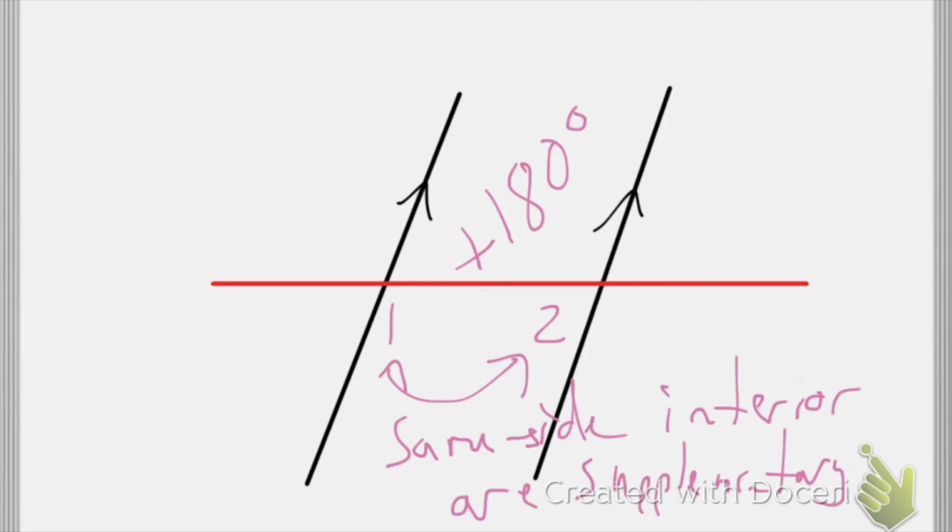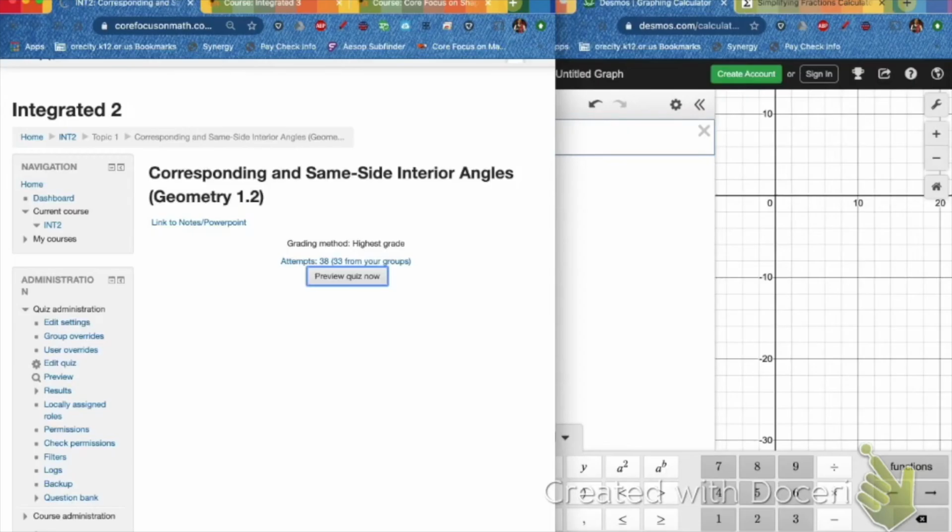But just remember, everything for the most part is congruent, except for complementary angles add to 90, supplementary angles add to 180, same side interior angles are supplementary. Most other things are congruent to each other. All right, let's dive in. Corresponding and same side interior angles.